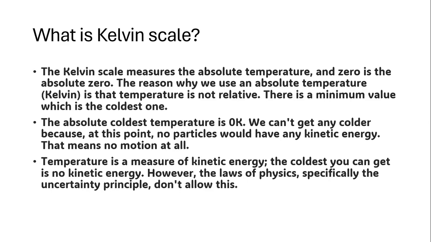The Kelvin scale measures the absolute temperature and zero is the absolute zero. The reason why we use an absolute temperature, Kelvin, is that temperature is not relative. There is a minimum value which is the coldest one. The absolute coldest temperature is 0 Kelvin. We can't get any colder because at this point no particles would have any kinetic energy. That means no motion at all.